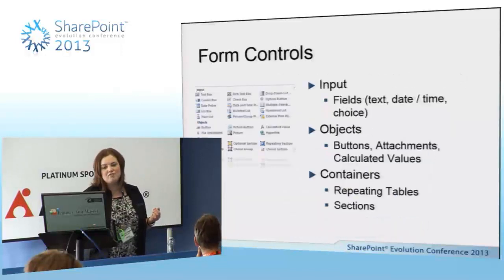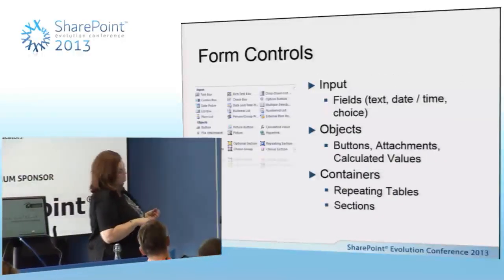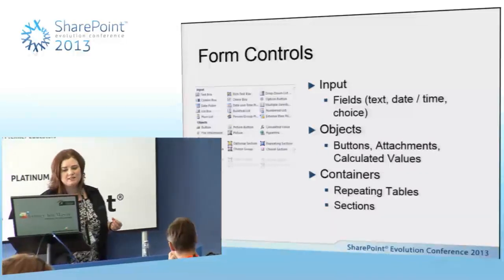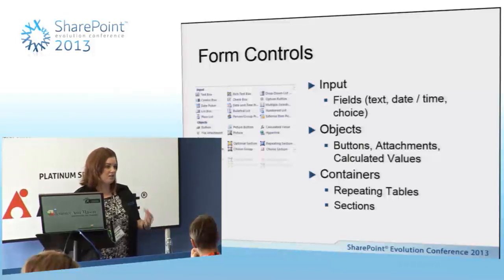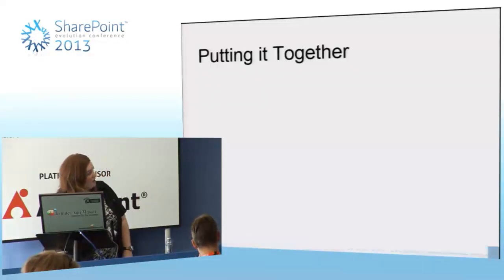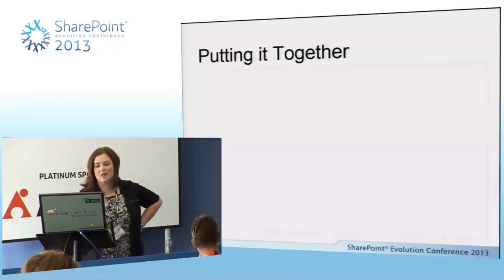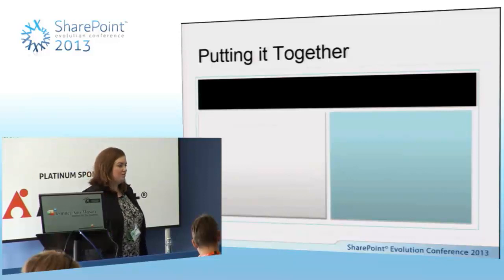Okay? Once you have your form layouts, you put your controls inside of your layouts. So we have these different elements here. We can input fields, objects, or containers. Containers are the way that you can take an entire subset of data and hide and display it. Okay. So pulling it all together, we end up with a blank form. And then on top of that form, we put in a layout. And then on top of that layout, we put different fields.